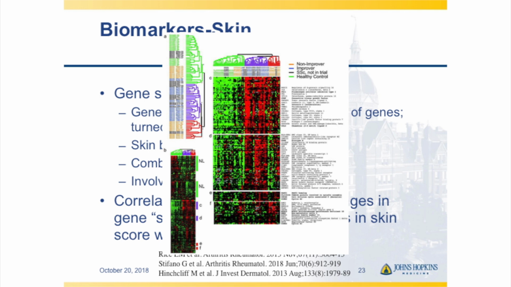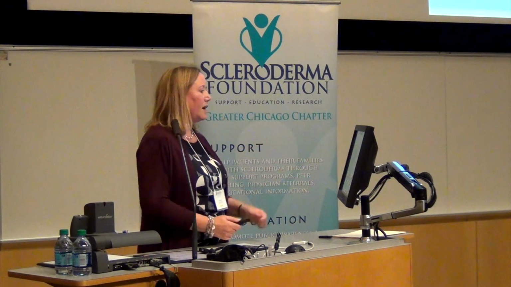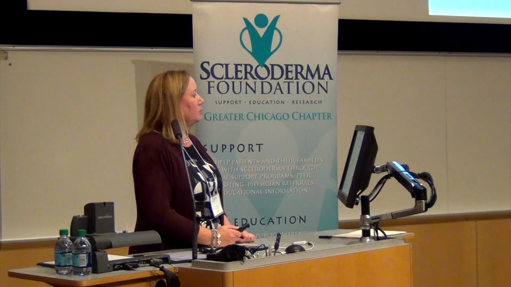And here's just the same kind of representation of what this might look like. You subdivide patients clinically up here, and then you look and see what the genes are. These are healthy controls. They're different subsets of scleroderma. Clearly, their genes are doing different things. And then you can measure pre- and post-treatment to see what happens to these genes going up, going down, and might reflect who's going to improve.